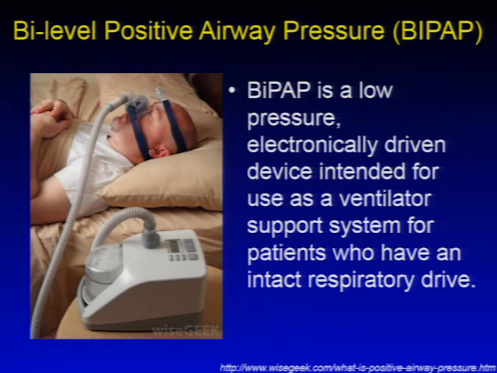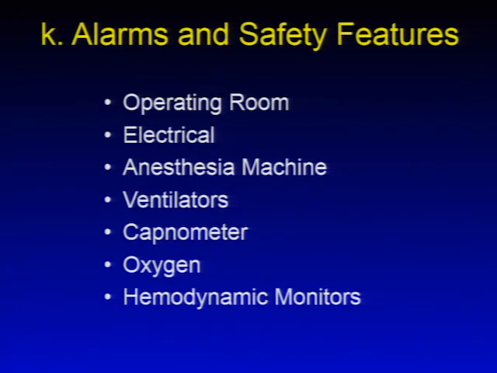So this is the bi-level positive airway pressure, BiPAP. BiPAP is a low-pressure, electrically driven device intended for use as a ventilator support system for patients who have an intact respiratory drive. This is the home device you may use for the obstructive sleep apnea patient. As for alarm and safety features, you can see a lot of safety features with an alarm system, and I'm not going to get into this in detail.